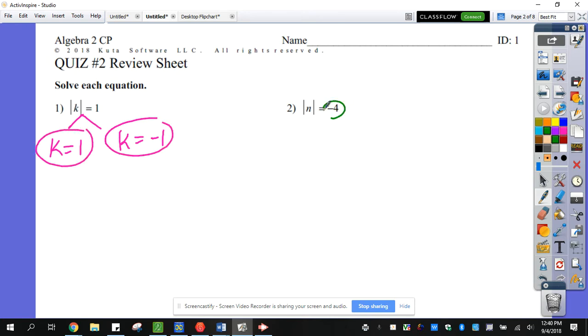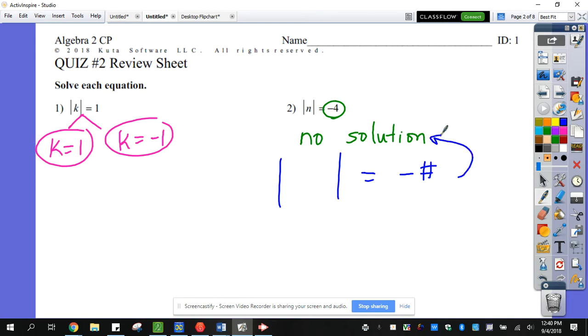Here it's negative. If you notice it's negative, there's nothing you can do, so the answer here should be no solution. Always, if an absolute value is equal to a negative number, it's always going to be no solution, right?